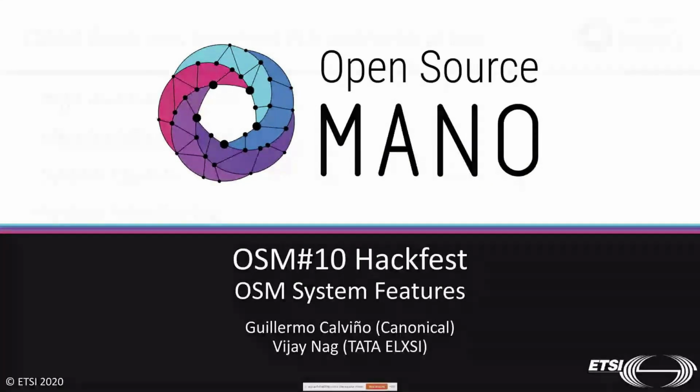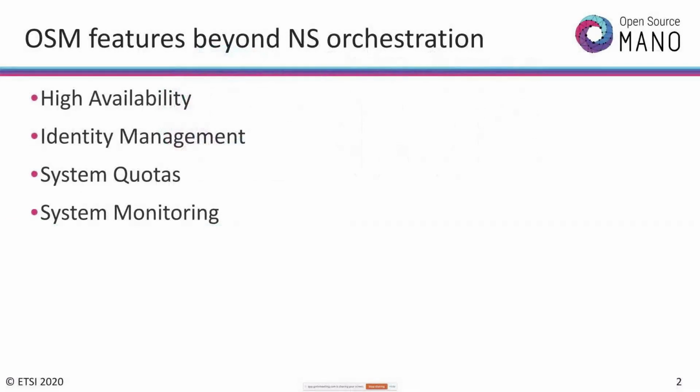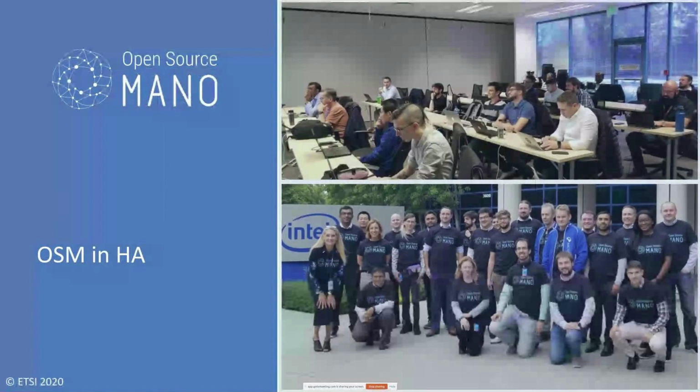So we have selected these features that we consider relevant: high availability, entity management, system quotas, and system monitoring. During this presentation, we will show some demos of them. So let's start. Okay, so first we are going to talk about high availability.